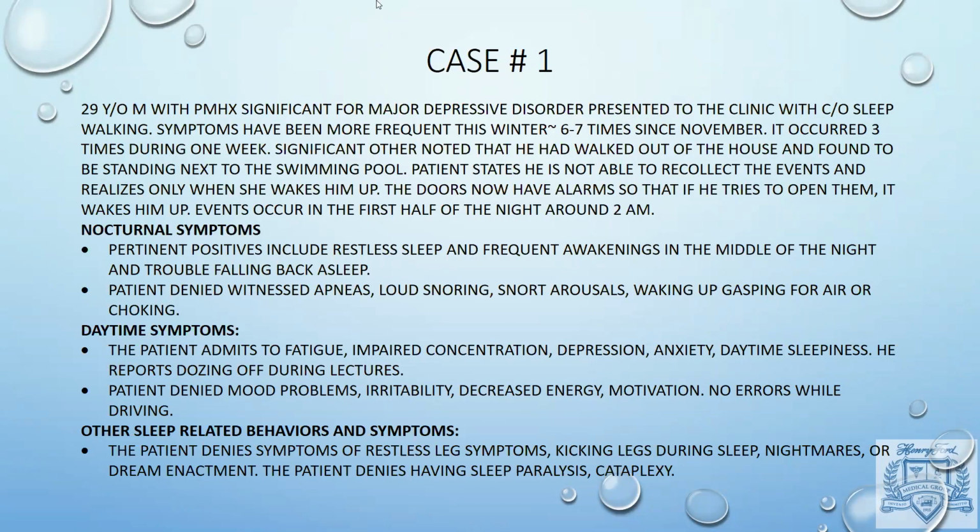Start off with a case: a 29-year-old gentleman with a history of depression comes to clinic with complaints of sleepwalking. Symptoms have been more frequent this winter, 67 times since November. It occurred 3 times during 1 week. Significant other noted that he had walked out of the house and was found standing next to the swimming pool. Patient states that he's not able to recollect any of these events and realizes only when she wakes him up. The doors now have alarms so that if he tries to open them, it wakes him up. Events occur in the first half of the night, predominantly around 2 in the morning.